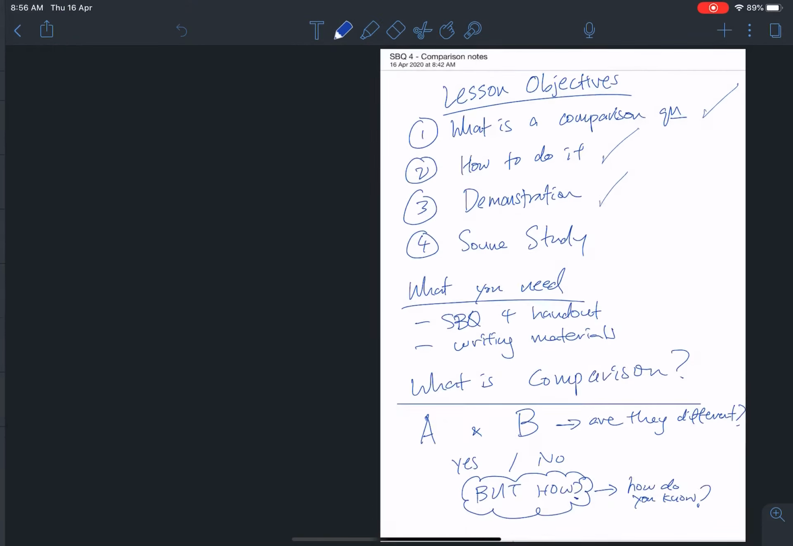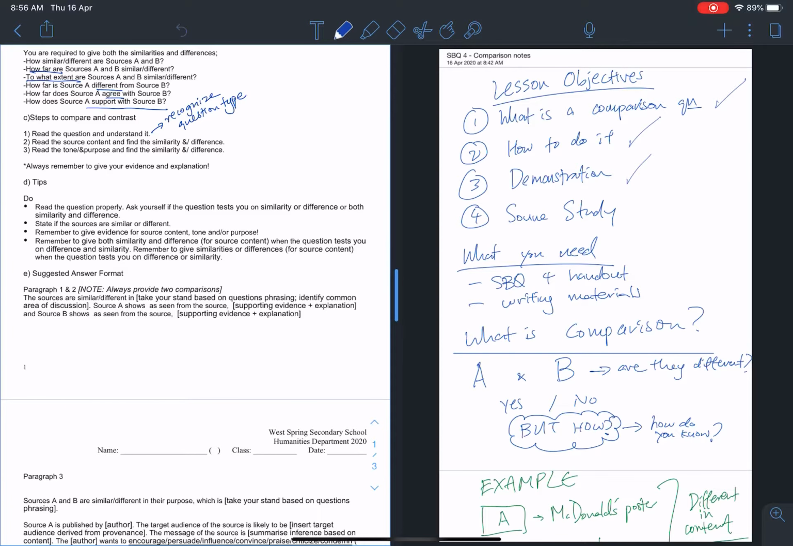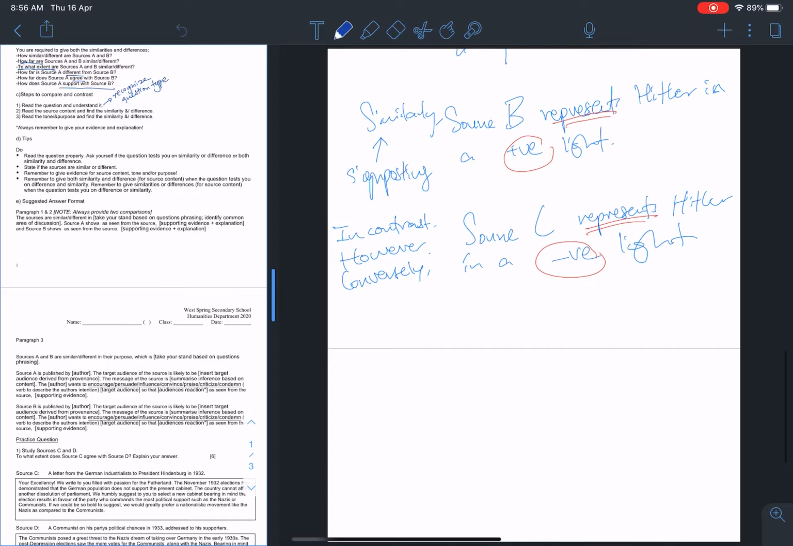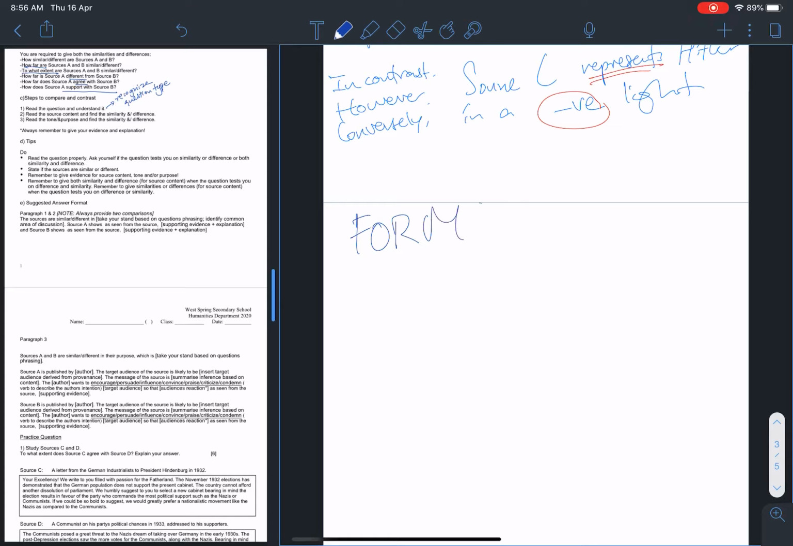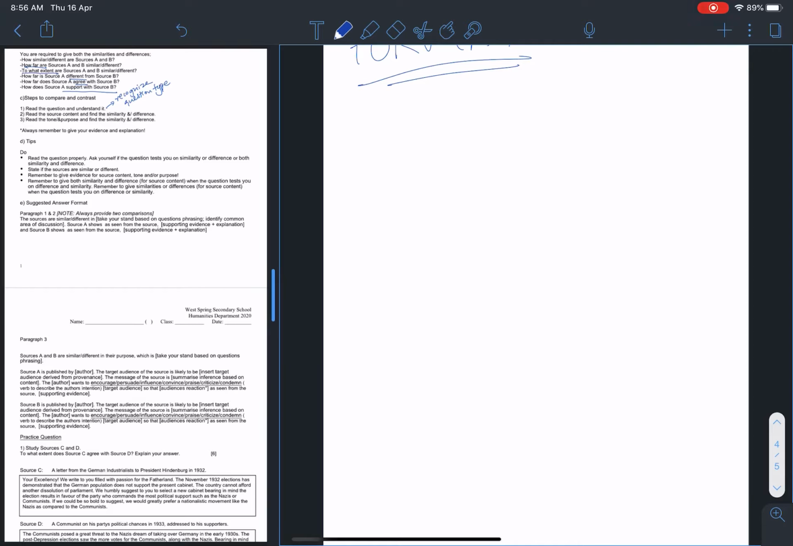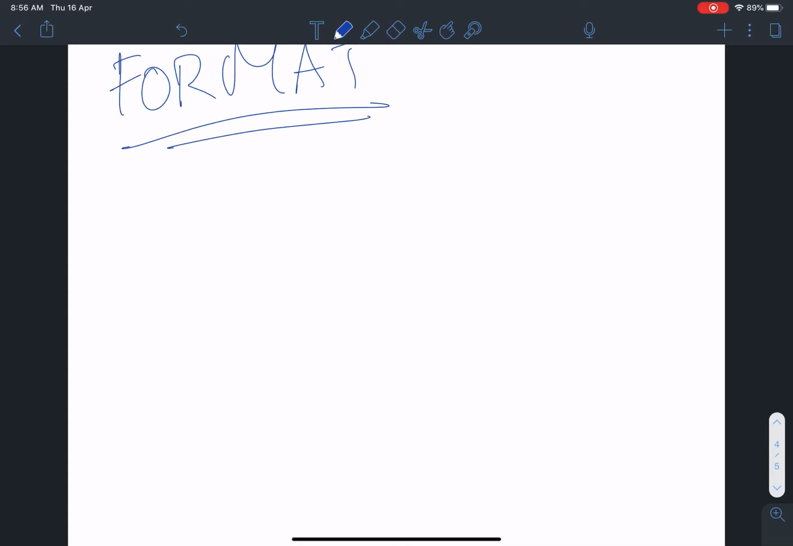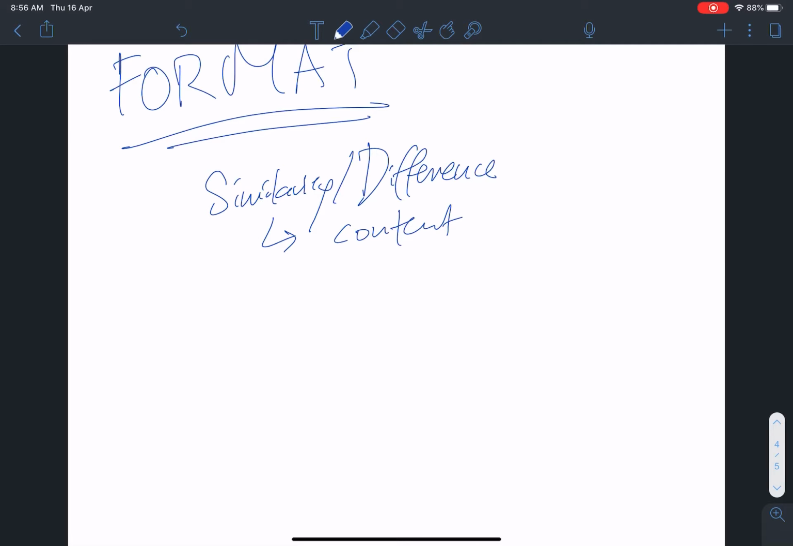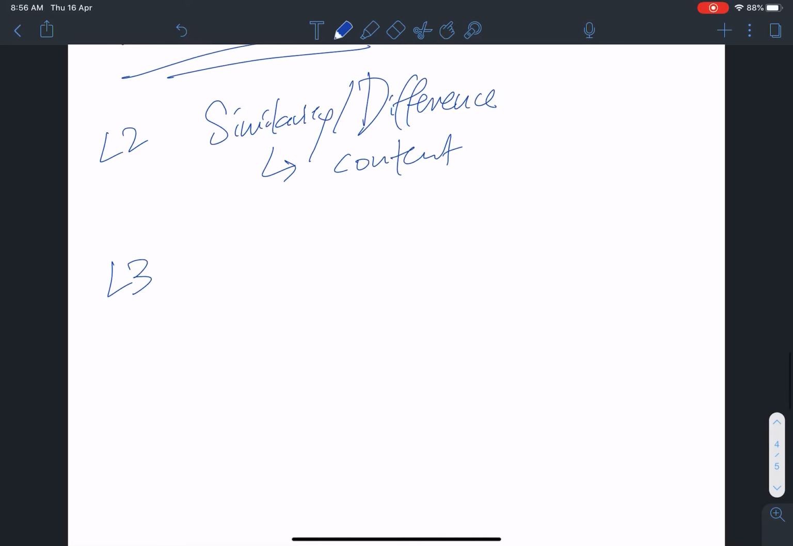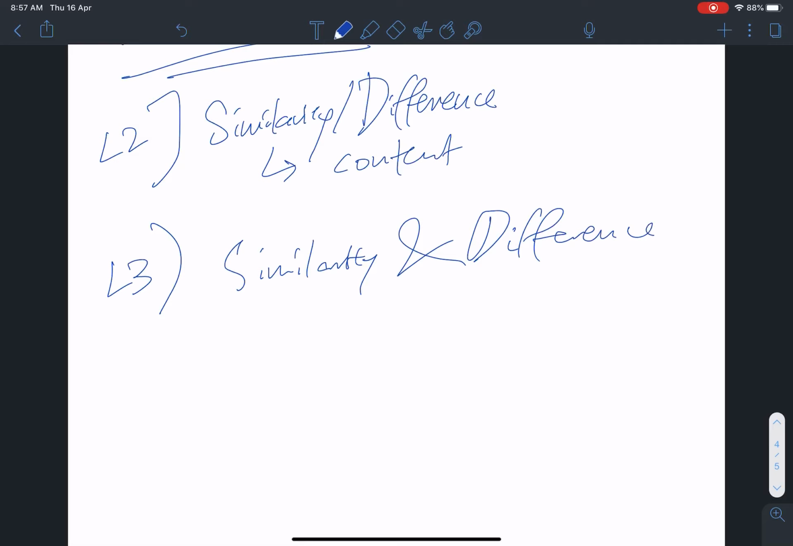If you look at your worksheet, okay, oh sorry, I forgot one thing. You want to look at the format. Generally, there are three parts to it. Part one, you identify similarity or difference looking at the content of the source. After that, this is a level 2. In terms of LORMs, level 3 is similarity and difference based on the content of the source.